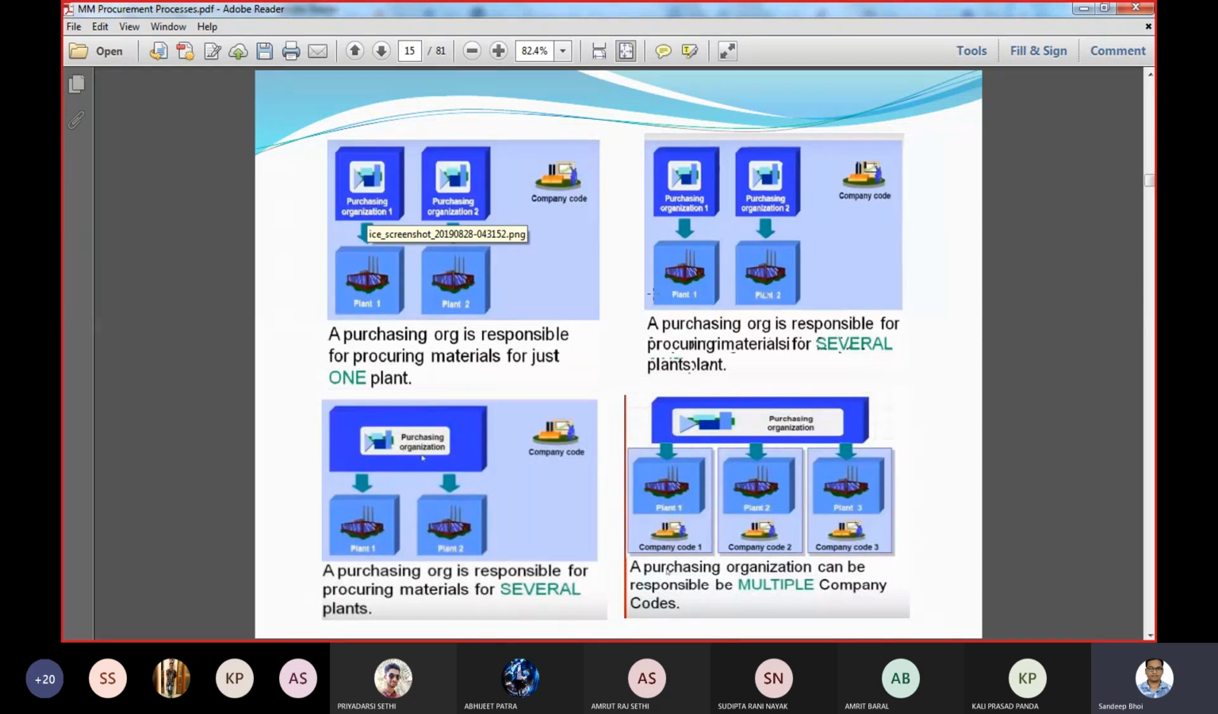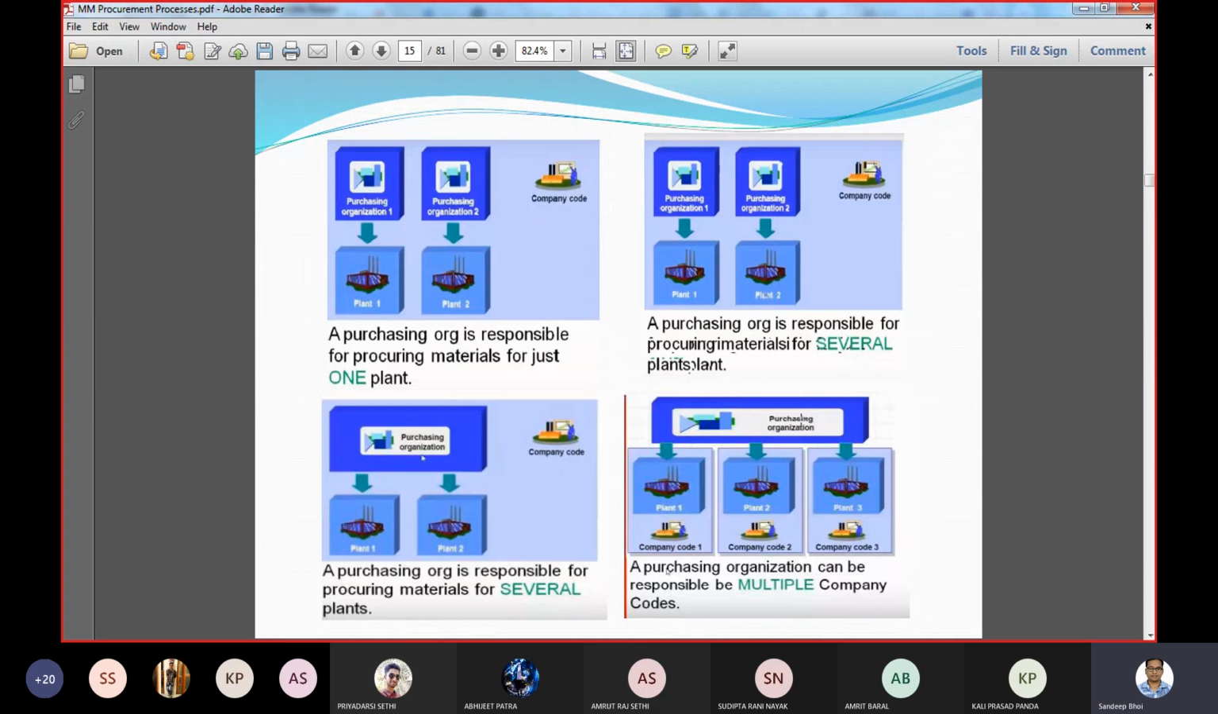When we go for this, you can see in this picture that for two different plants you have one purchasing organization. This is called cross-plant purchasing: the purchasing organization is responsible for procuring material for several plants.